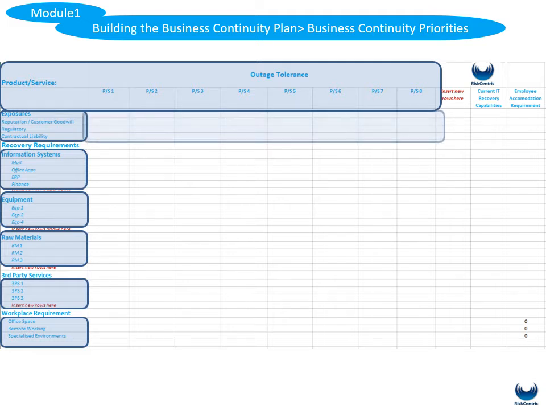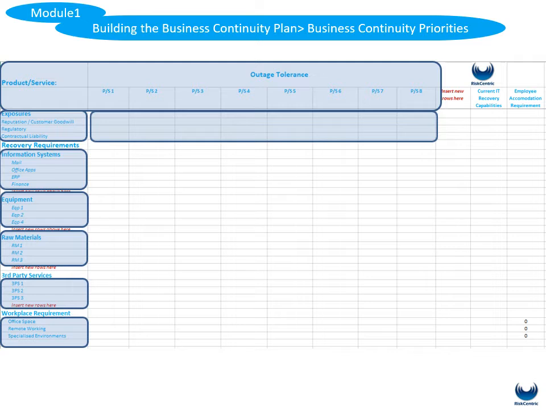Having captured the information about what we do and its sensitivity to disruption, we'll then turn our attention to understanding what we will need to have in place and available so that operations can be recovered to a level that effectively mitigates the exposures that we have identified. All organizations are different, of course, but generally speaking, the recovery capability of your operational priorities will be supported by 5 key parts of your organization's infrastructure, such as information systems, any specialized equipment that you need, raw materials, third-party services, and of course, your workplace.